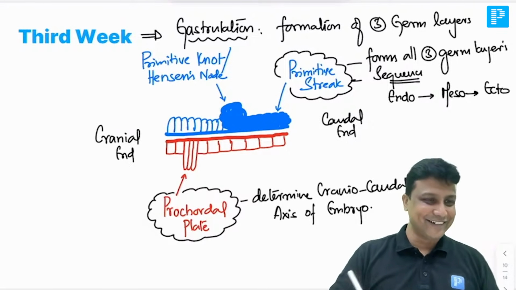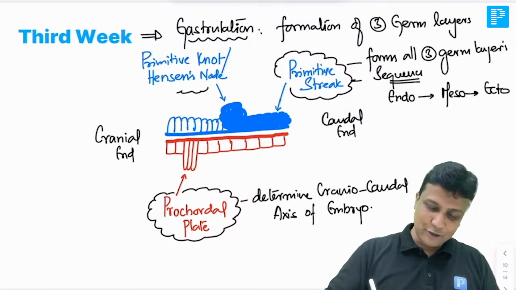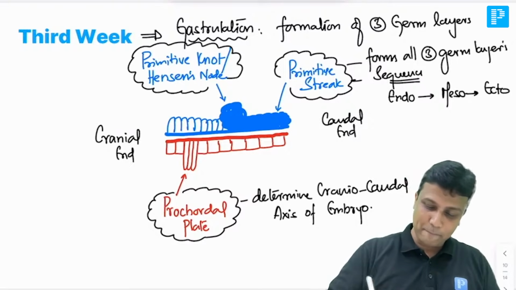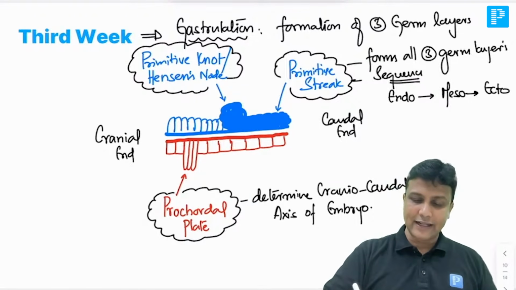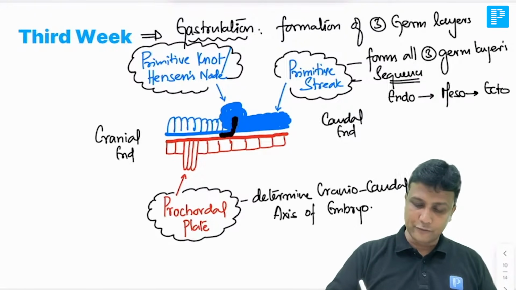Should I go ahead? And now, what is the function of the primitive knot? Primitive knot का function क्या होगा? Now in primitive knot, again the same thing. Some of the cells will multiply and they move down, and they're going to move forward.